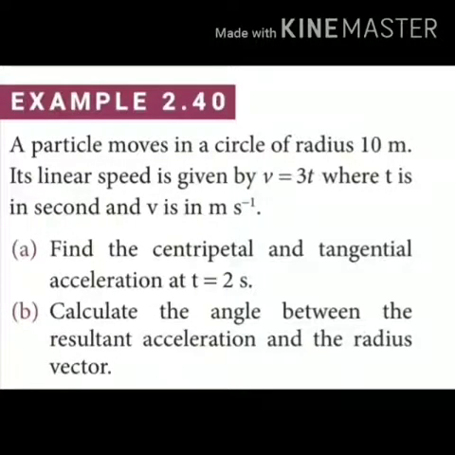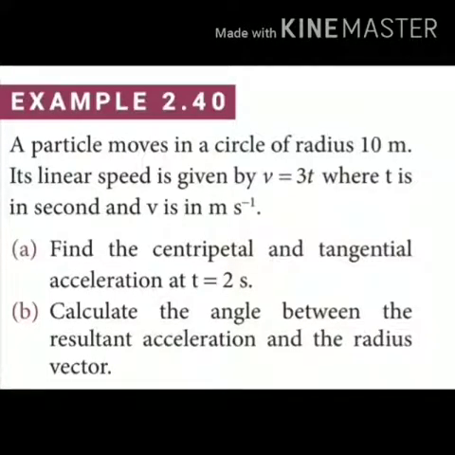A particle moves in a circle of radius 10 meter. Its linear speed is given by v is equal to 3t, where t is in second and v is in meter second minus 1, that is velocity. First, find the centripetal and tangential acceleration at t is equal to 2 seconds. Next question, calculate the angle between the resultant acceleration and the radius vector.